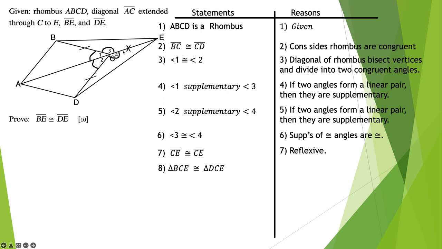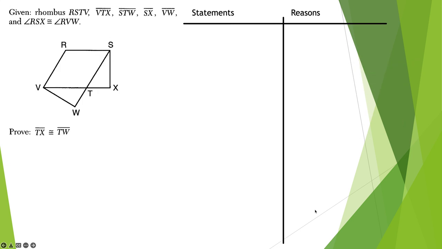Triangle BCE is congruent to triangle DCE by side angle side, and BE is congruent to DE by CPCTC, right? Peanut butter, jelly. Triangles congruent, CPCTC. Always go together.